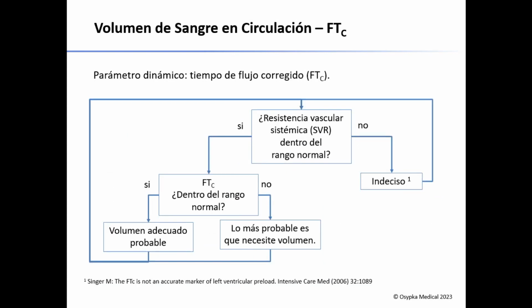The other parameter is the corrected flow time. If the flow time is foreshortened and the systemic vascular resistance is normal, it's also a dynamic indicator for lack of volume. If the corrected flow time is within normal range, you wouldn't add volume. So these are two parameters which are basically offered by the system free of charge. They're dynamic, you can look at them, and if you really have to verify if volume is needed or not, you can, for example, perform a passive leg raise test. But these two parameters are monitored continuously.